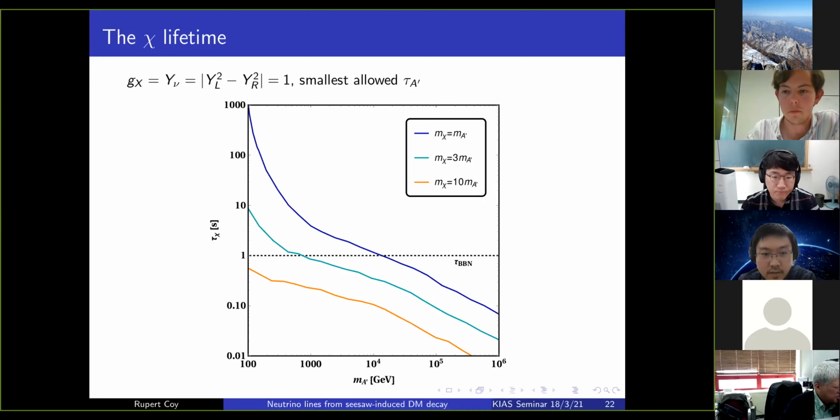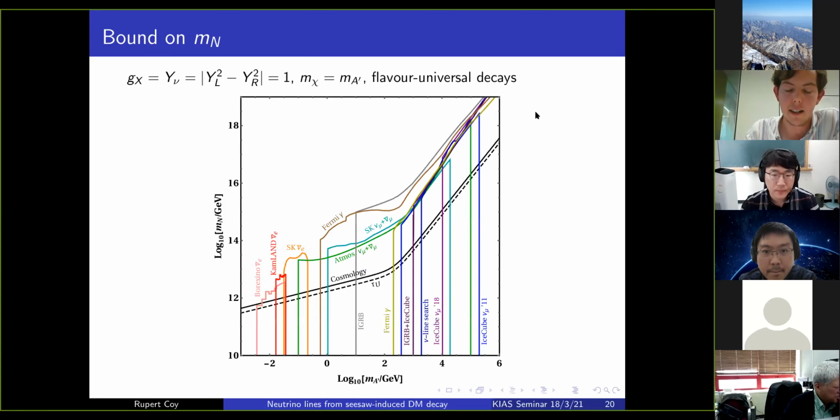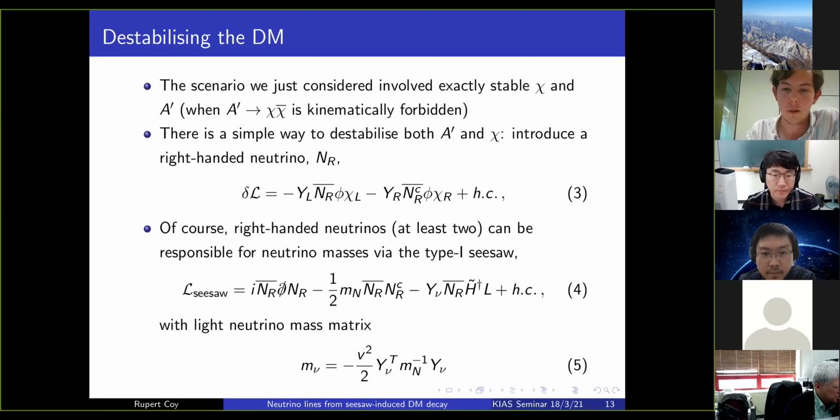I see. Does that make sense? Yeah, and you just put the mass of chi by hand. Yeah, right? Exactly. So the chi mass comes from going back to this initial model.